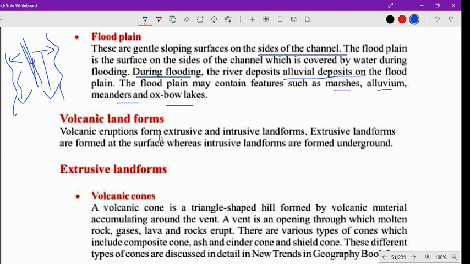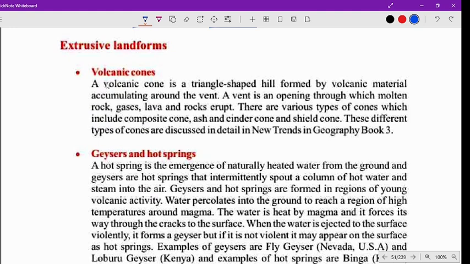So let's proceed to volcanic landforms. Volcanic eruptions form extrusive and intrusive landforms. Extrusive landforms are formed at the surface, whereas intrusive landforms are formed underground. Let us turn our attention now to these two types of landforms. Extrusive landforms. We have volcanic cones.